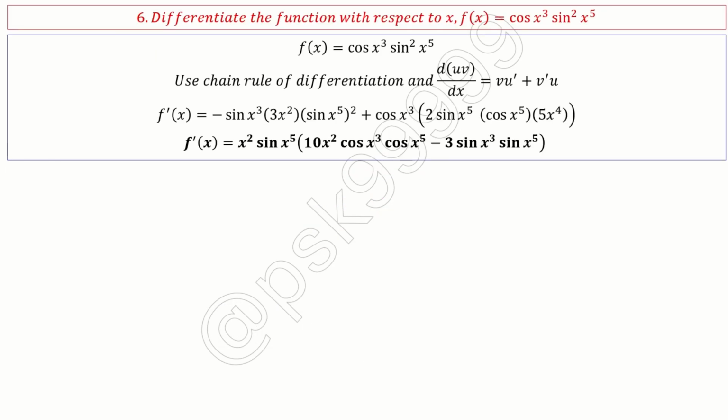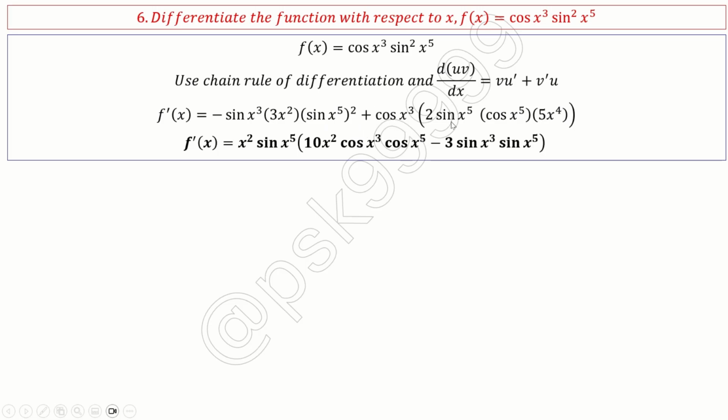Okay. Cos x cube into sine square x power 5. Same way we will apply the chain rule as well as the uv product rule, differentiation of a product of functions: u dash v plus uv dash. Or you can do whatever you want. So first, cos x cube differentiates to minus sine x cube into x cube differentiation, which is 3x square, into sine square x to the power of 5, or sine x to the power of 5 whole square, as is I kept it.